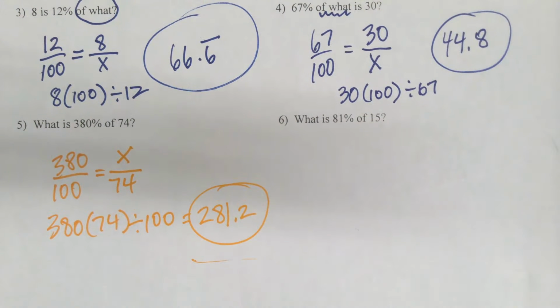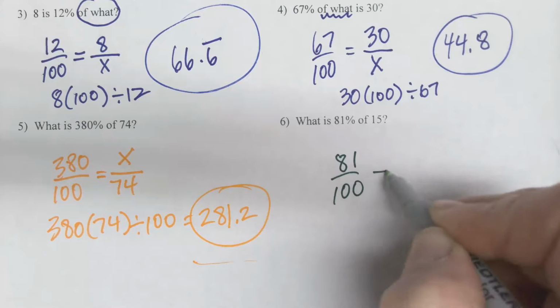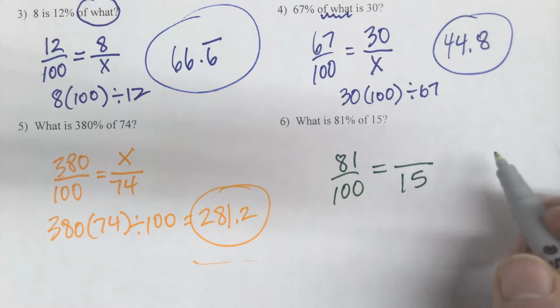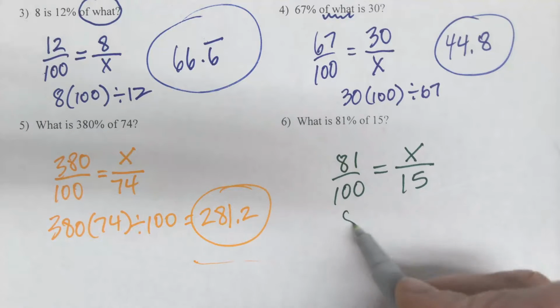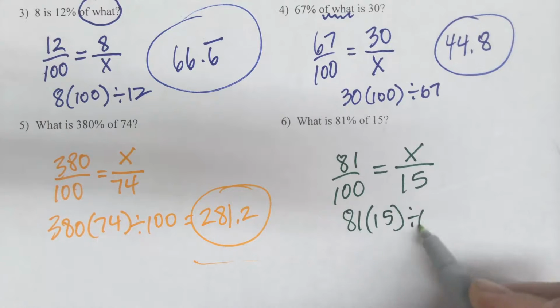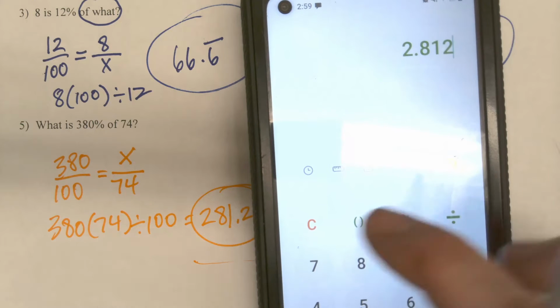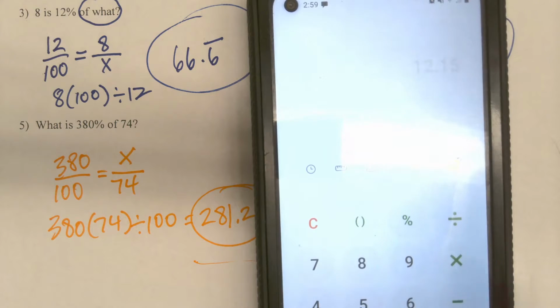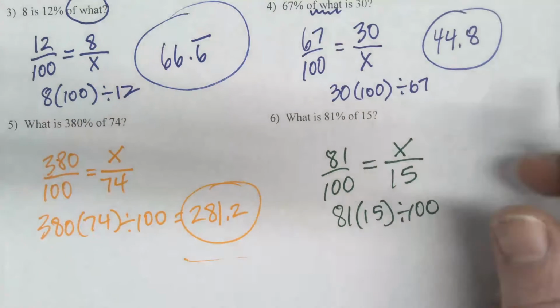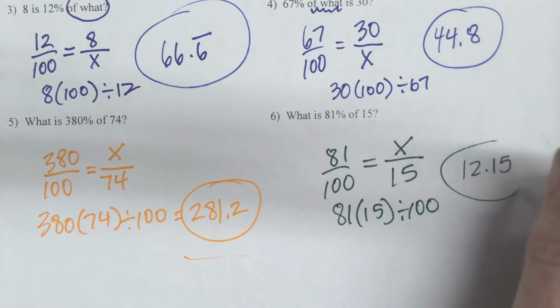And so the last problem we're going to run through is the same kind of thing. What is 81% of 15? The percent goes over 100. 15 goes on the bottom because that's after of, and the is part is missing. 81 times 15 divided by 100 gives 12.15. That one was a small one, so I'm just going to write it as 12.15. I don't need to round on that one.